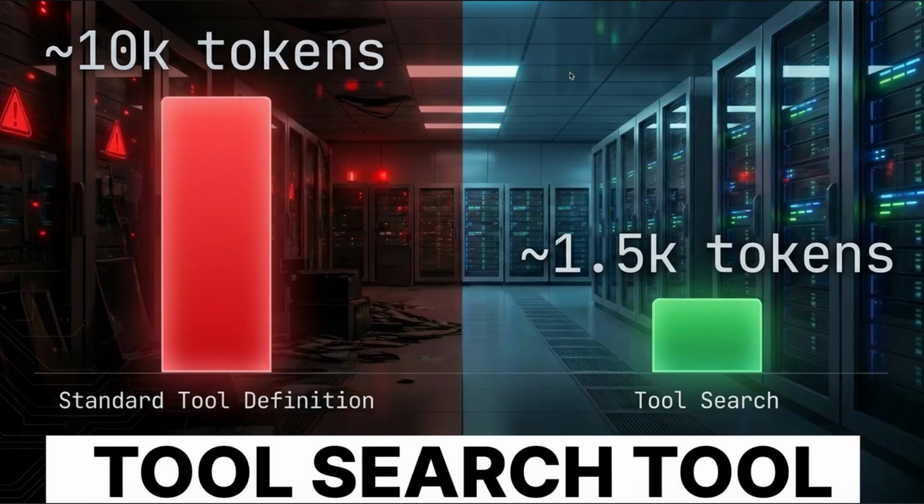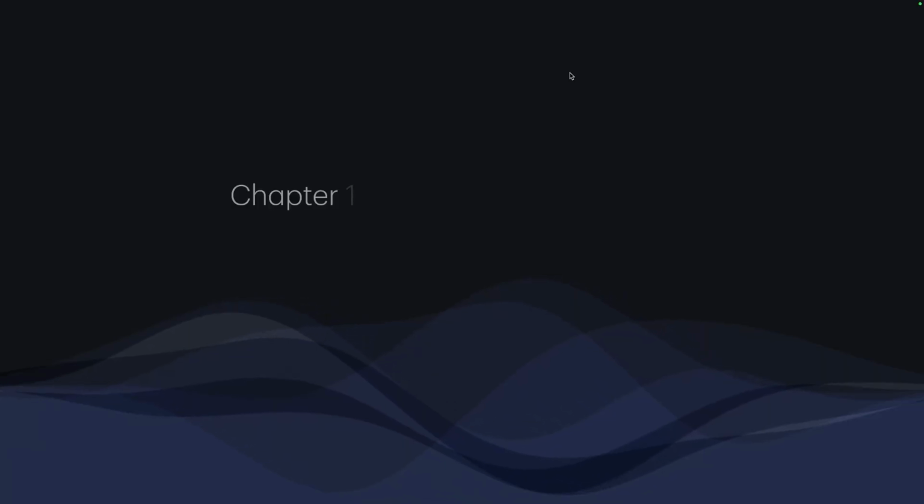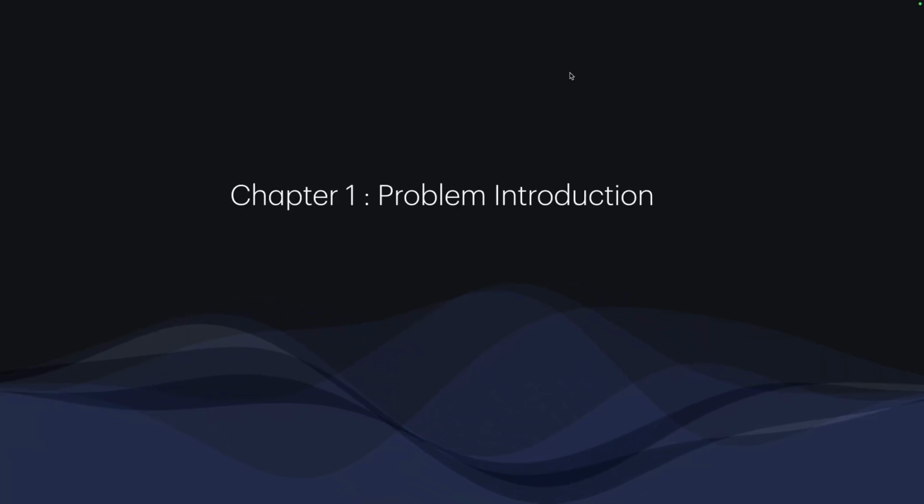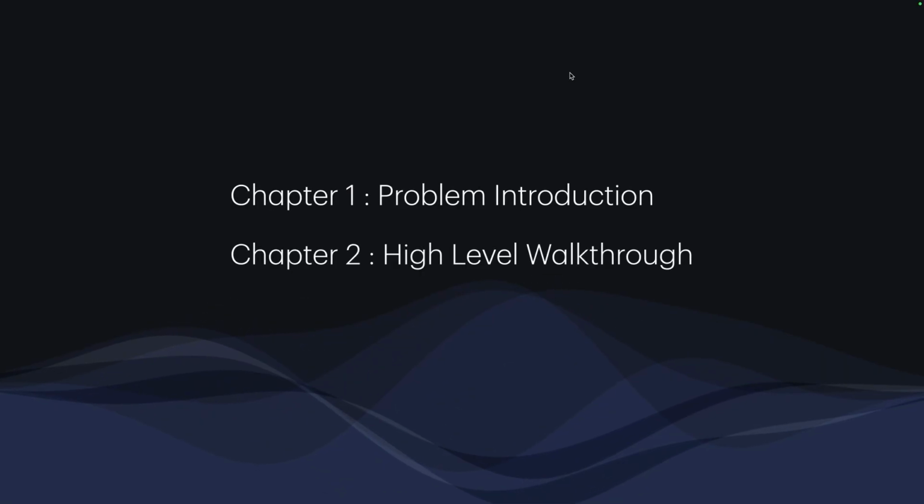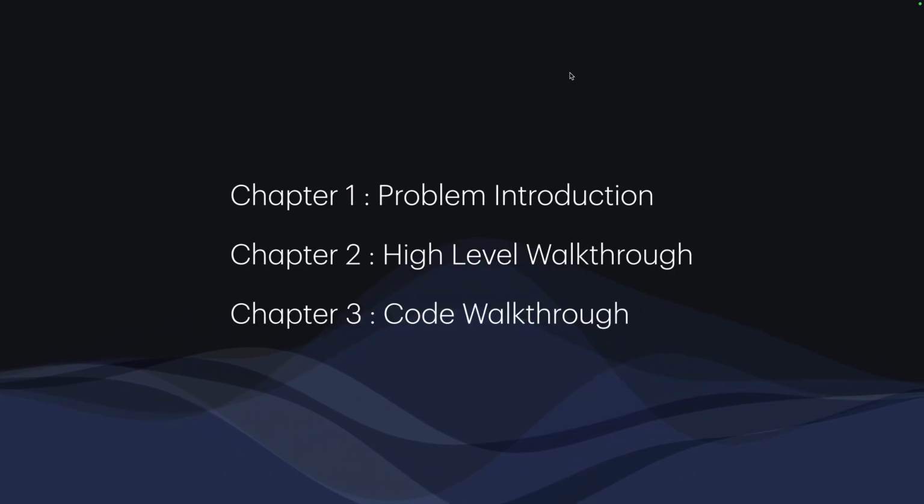Hello everyone. Today, let's take a look and see how we can save anywhere from 50% to 85% of our tokens when we're using tools with this new approach from Anthropic called Tool Search Tool. Now, this video is broken down into three parts. The first chapter is a high-level walkthrough about the problem. The second chapter is a high-level walkthrough of the actual solution. And the third chapter is a code walkthrough.